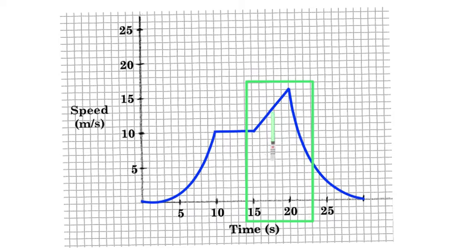Right? A straight line in a speed time graph was at constant speed. Maybe this could be constant acceleration. What do you think?